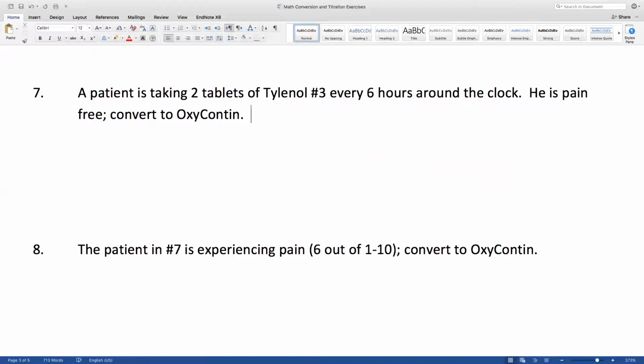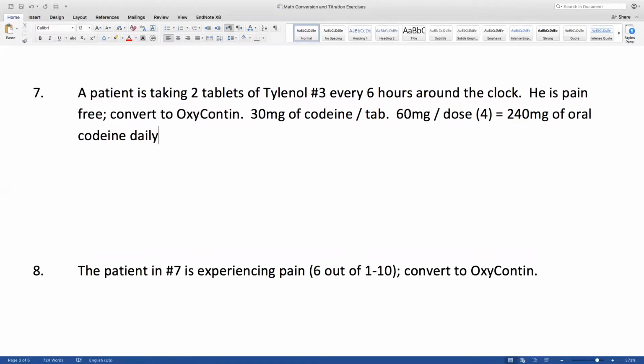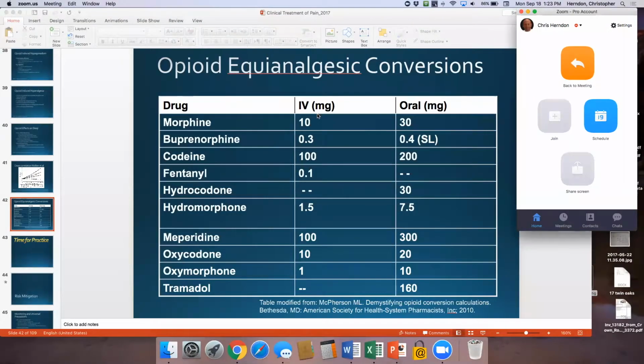30, right? So we have 30 milligrams of codeine per tablet. How many tabs is each dose? 2 tablets, so 60 milligrams per dose. And how many doses is this patient getting? 4 times 4 equals how much codeine per day? 240 milligrams of oral codeine daily. Well, let's go back to our chart. How much codeine equals morphine?